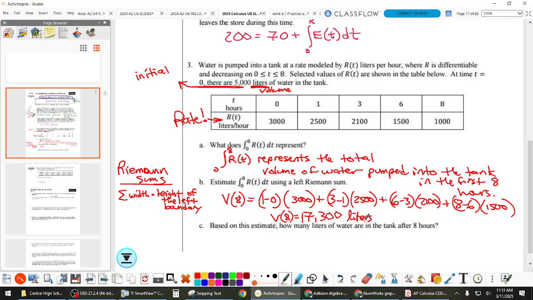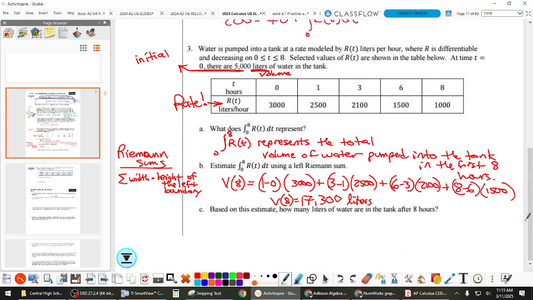Everybody good on that one? Okay. Now it's asking for the total volume in the tank. So we just add our initial conditions, 5,000. Good.